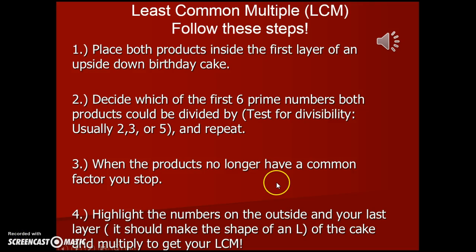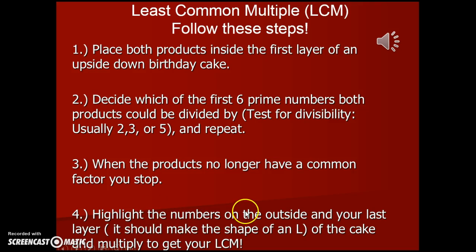So let's first take a look at the 4 steps, and you'll notice they're almost identical to the greatest common factor, except this is the least common multiple. First, place both products inside the first layer of an upside-down birthday cake. Second, decide which of the first 6 prime numbers both products could be divisible by. Test for divisibility, and yes, you can check with a calculator. Then repeat the process until you're ready to stop. You'll know that you're ready to stop when the products no longer have a common factor.